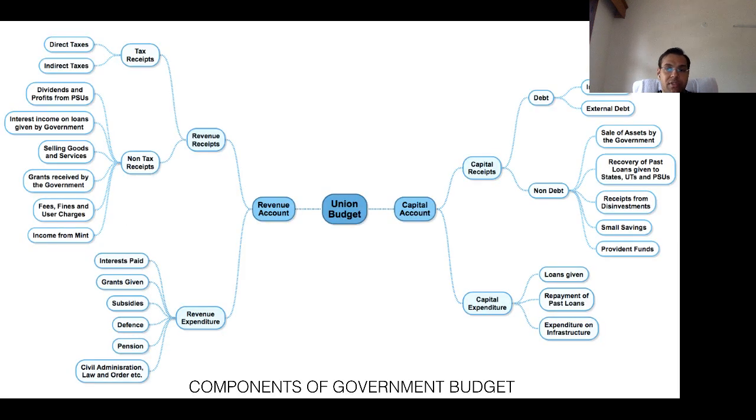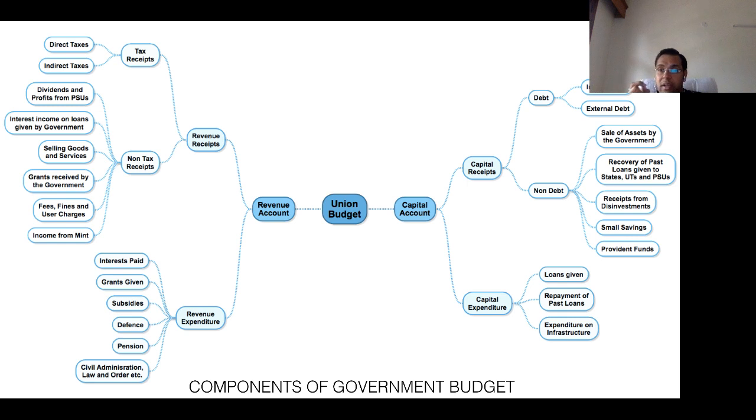So please remember this. This is an entire structure. Union budget, it has capital account, revenue account. So capital account is further divided into capital receipts and capital expenditures. Capital receipts are further divided into debt receipts and non-debt receipts. So debt receipts and non-debt receipts are called capital receipts.